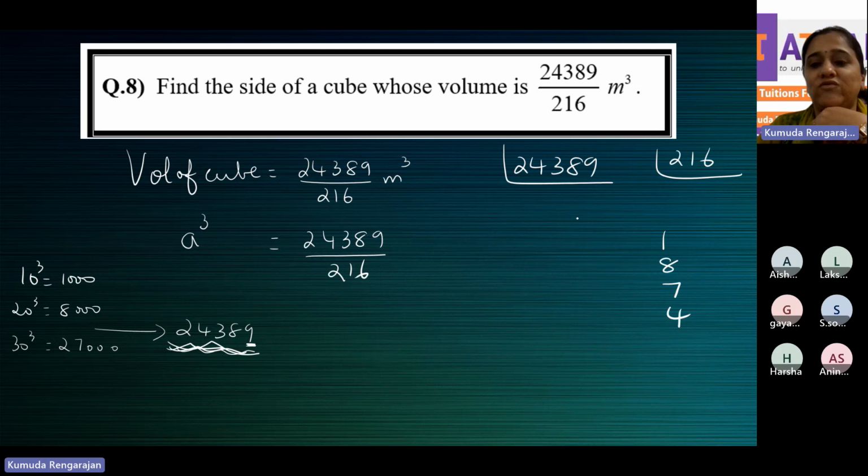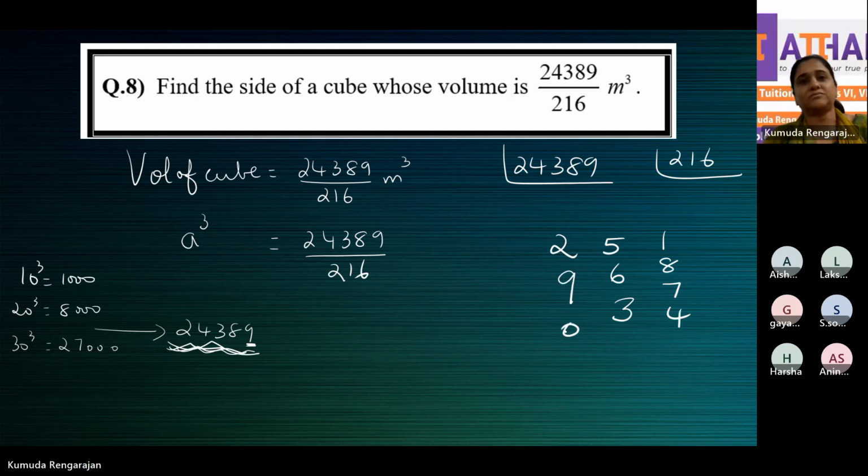5 into 5 into 5 is 125, which ends in 5. 6 into 6 into 6 is 216, which ends in 6. 7 into 7 into 7 is 343. Only the ones digit I'm writing. 8 into 8 into 8 is 512, which is 2. 9 into 9 into 9 is 729, which is 9. 10 into 10 into 10 is 1,000, which is 0.